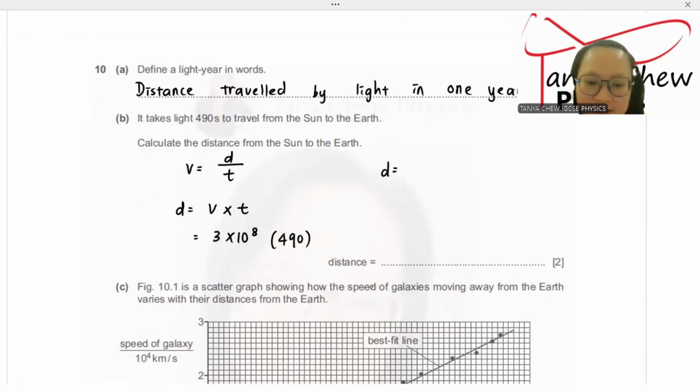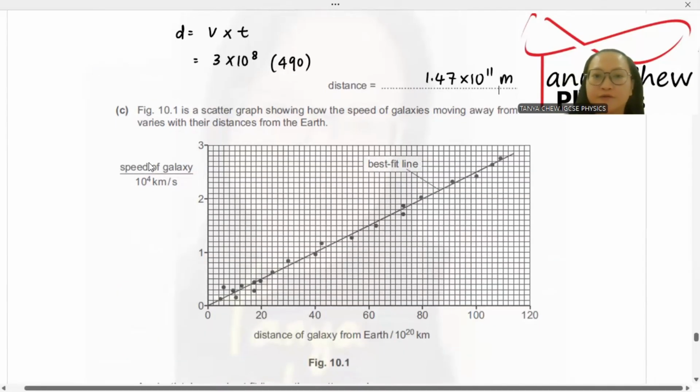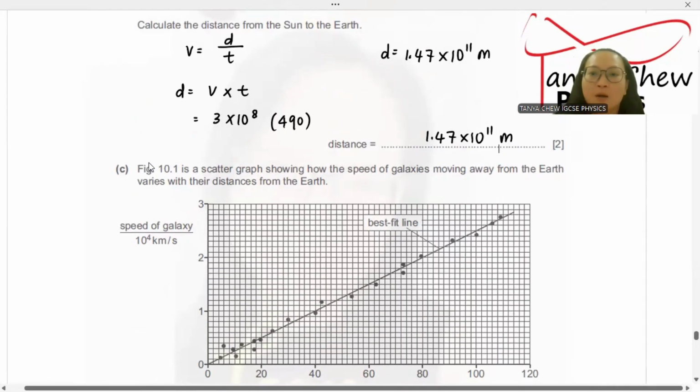So the distance is equal to 1.47 times 10 to the power of 11 meter. That's the answer.